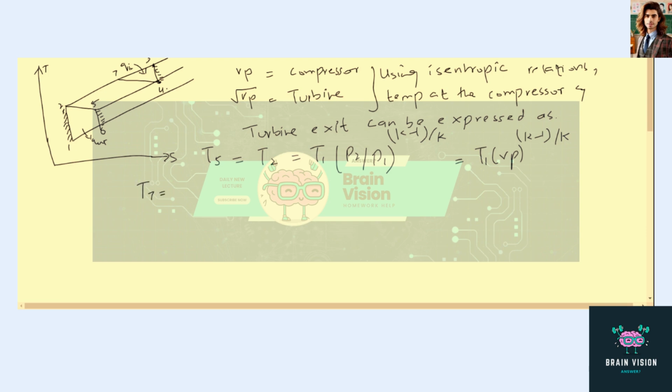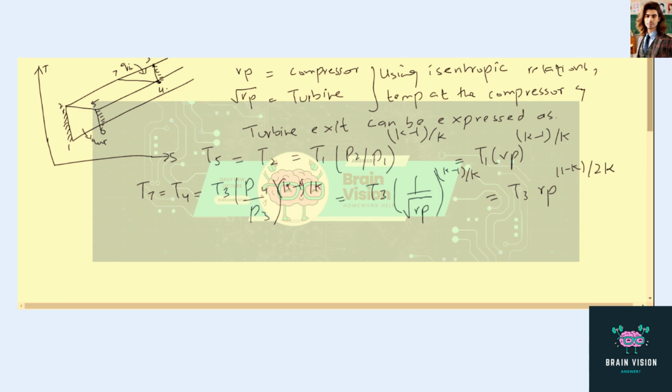So temperature T7 is equal to T4, which is equal to T3 into P4 divided by P3 power K minus 1 divided by K, which is equal to T3 into 1 over under root Rp. This is the pressure ratio of a turbine. K minus 1 divided by K, this will equal T3 Rp power 1 minus K divided by 2K.